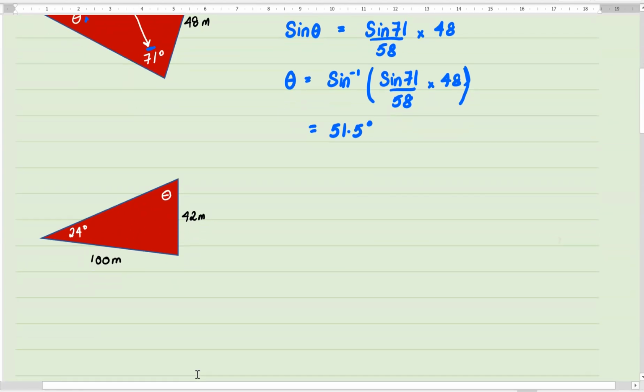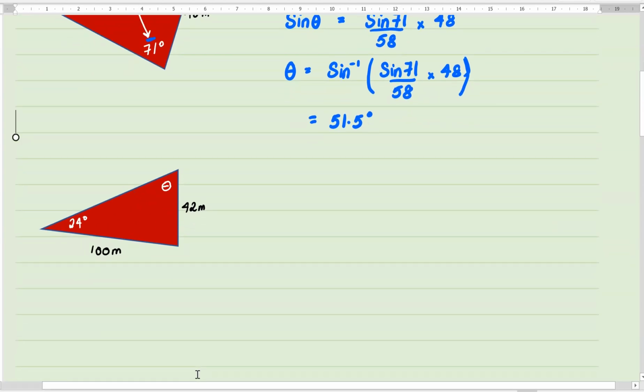Okay, so we'll just do one more because there is a little bit of a thing to watch out for here, and this is when we have to think about the situation which is called the ambiguous case.